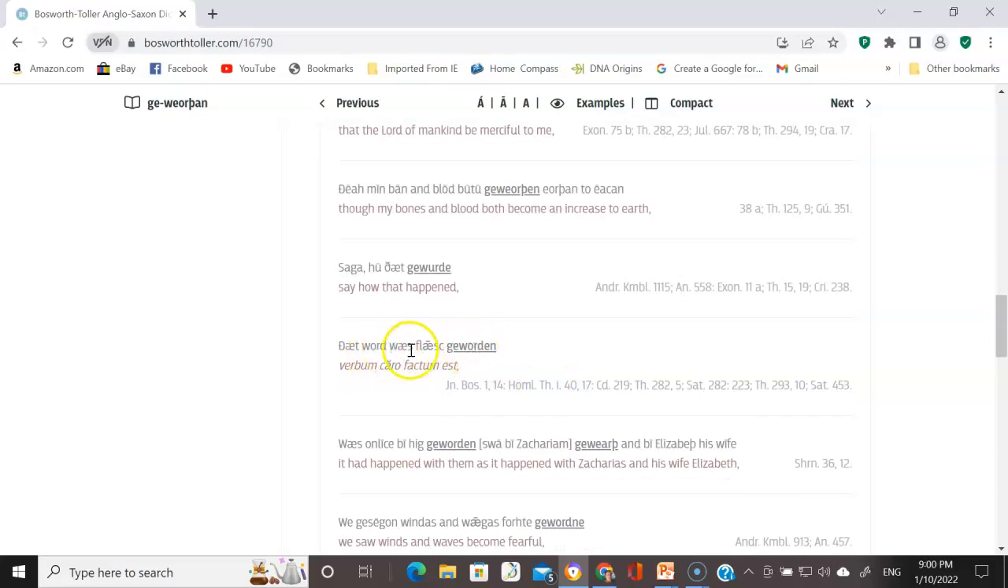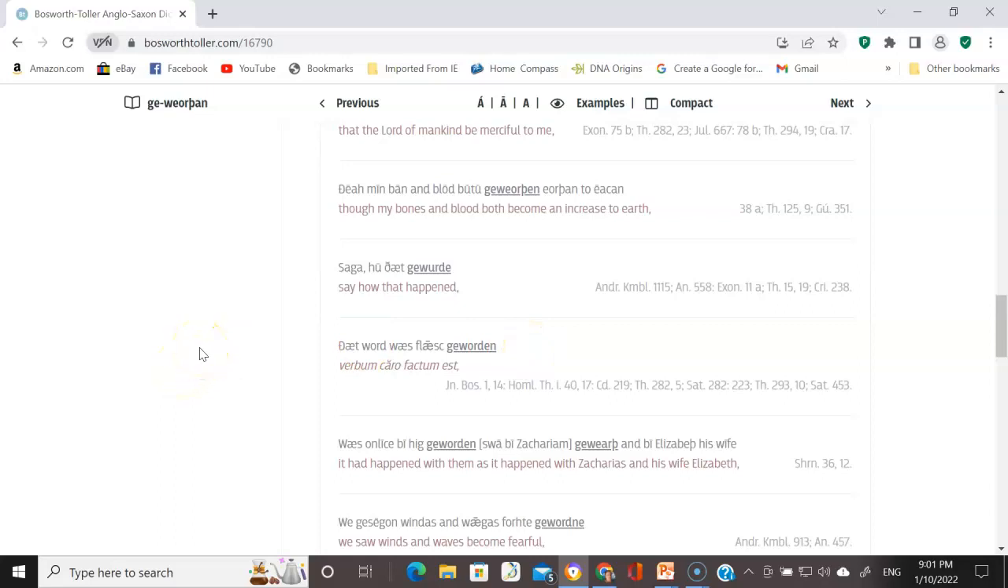Geworden. That word was flesh geworden. The word was made flesh. Okay. The word was made geworden flesh. Okay, so the word was made flesh. Common from the Bible, so easy to interpret. And an example there of it at the end.